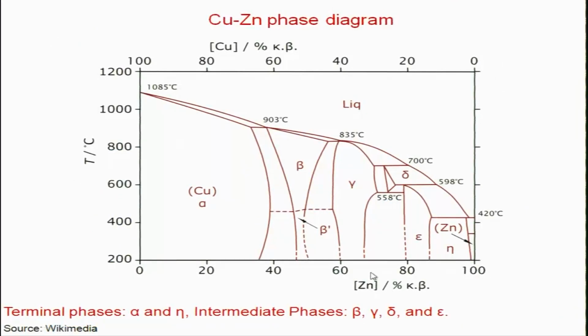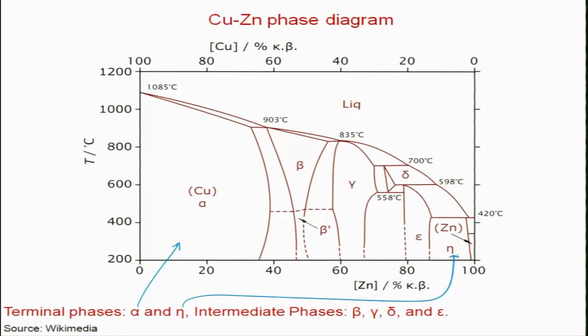So, this is the phase diagram of brass that you can have a look at. On the y axis you have temperature. Roughly 1083-1085 degrees centigrade is the melting point of copper, 420 degrees centigrade is the melting point of zinc, and there are a lot of phases. There are terminal phases alpha and eta. Terminal phases means terminal solid solutions. So, this is alpha, and the other terminal phase is this eta, which is the zinc rich phase.